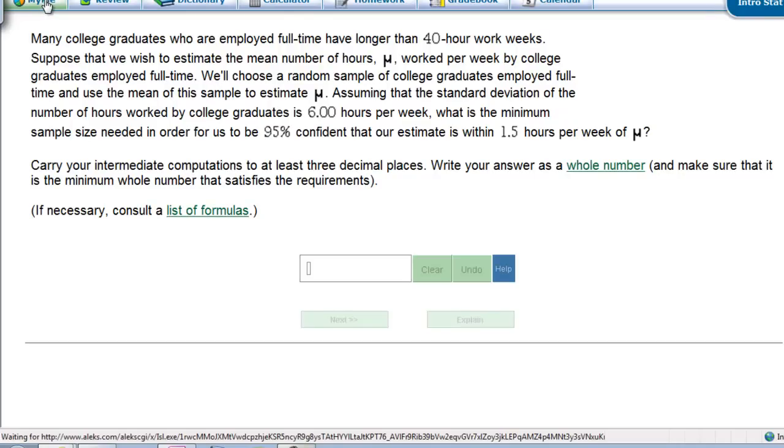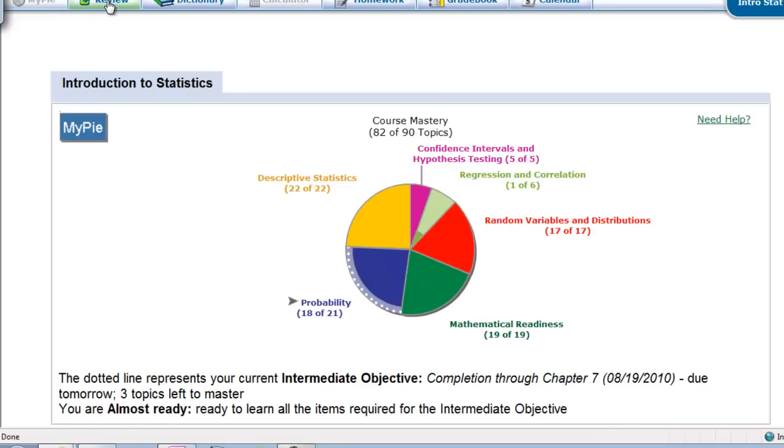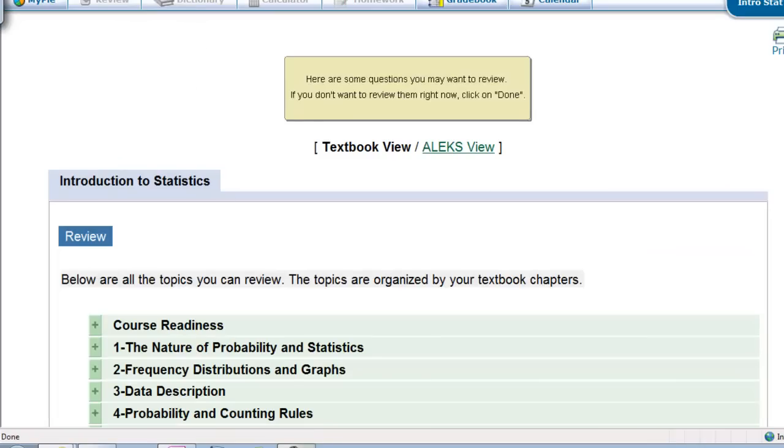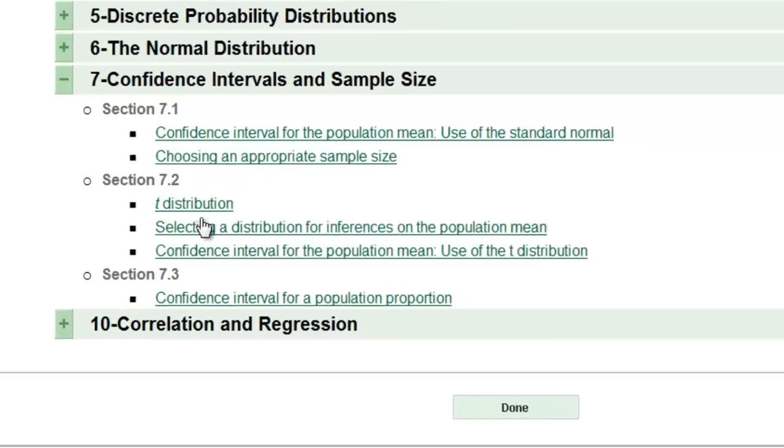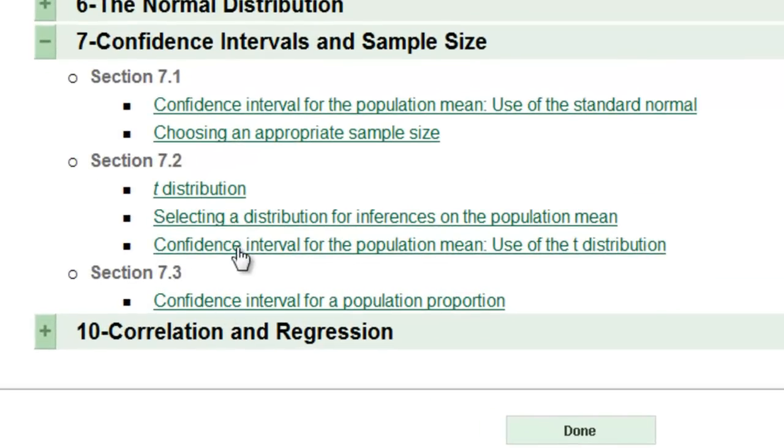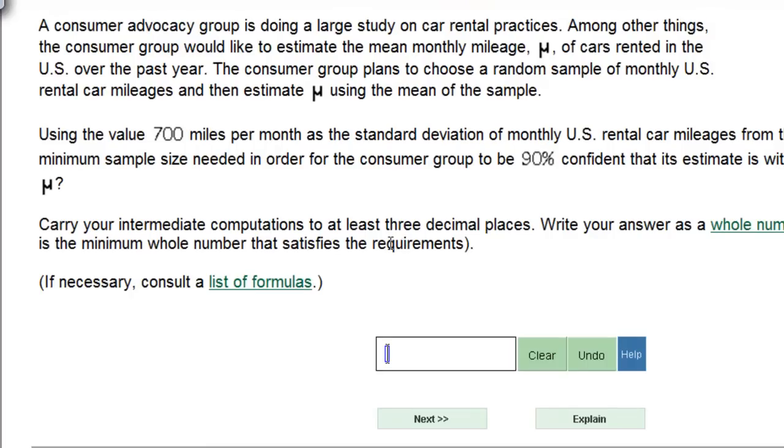Let me try once more. I'll go to review. I'll hit this problem type, and maybe it'll give me a different one. Oh, you know why? In the book it teaches you to do both, but in ALEKS it only teaches you the one kind. So you're pretty set if you know how to do the one with the mean, but understand also that it's also possible to do for population proportion, and that might come up in your reports.